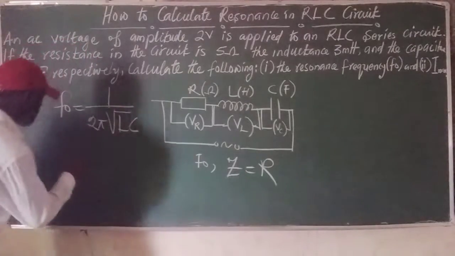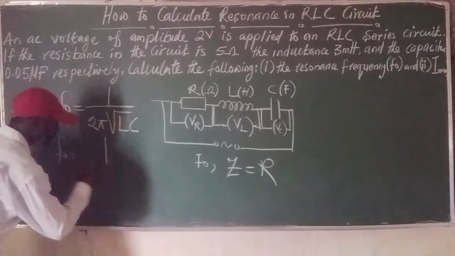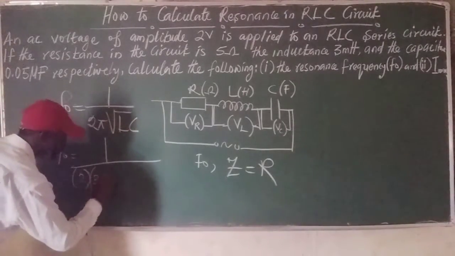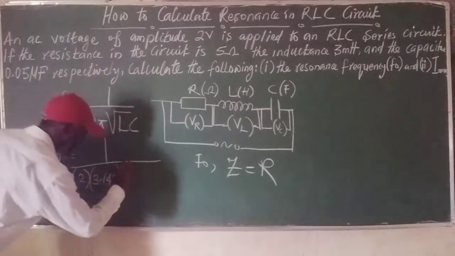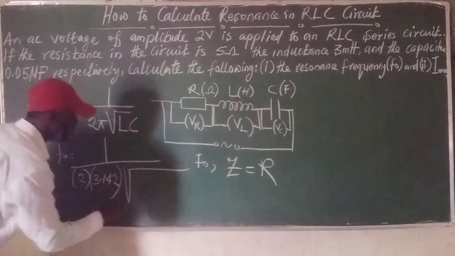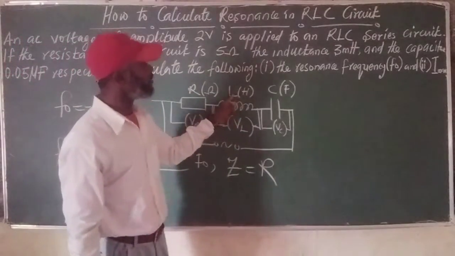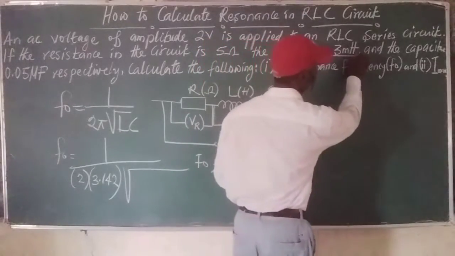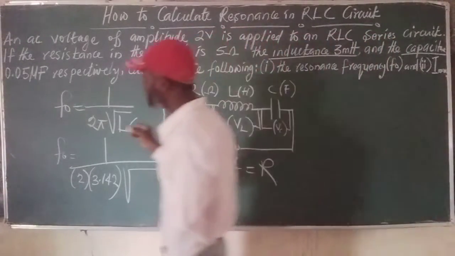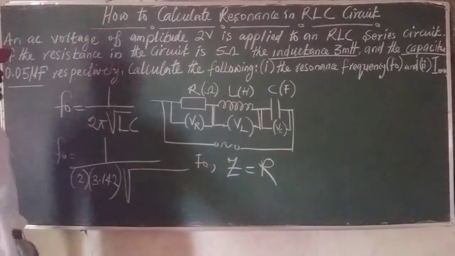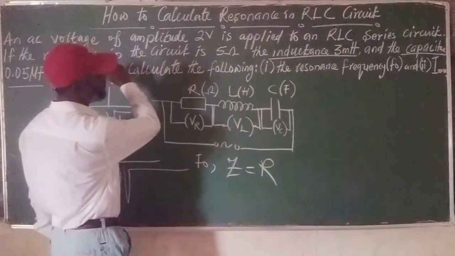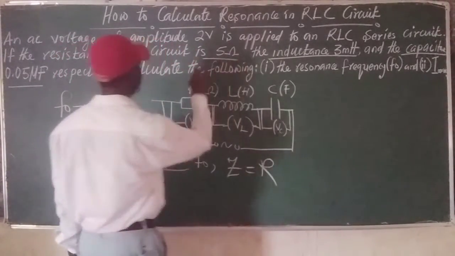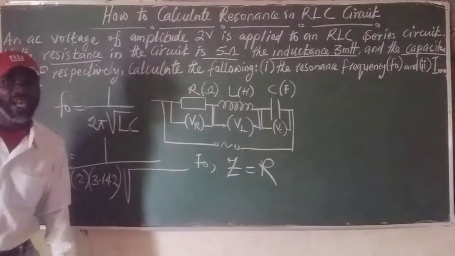So let's go. What do we do? F0 is equal to 1 all over 2, bracket close. We have 3.142, bracket close once again, and then we have square root of the inductance, which is given as 3 millihenry. Capacitance is given as 0.05 microfarad, and the resistance is given as 5 ohms. Look at it. The resistance of the circuit is given as 5 ohms. So we take care of that one by one.